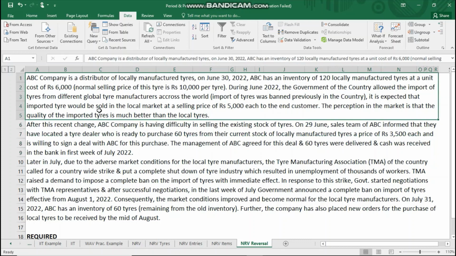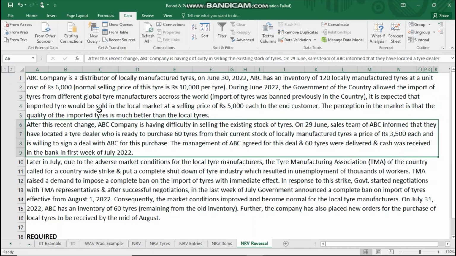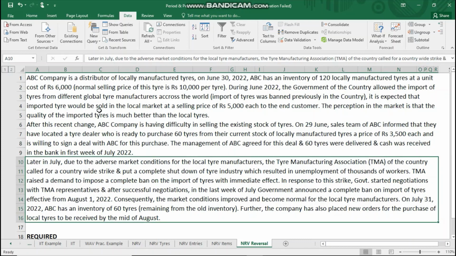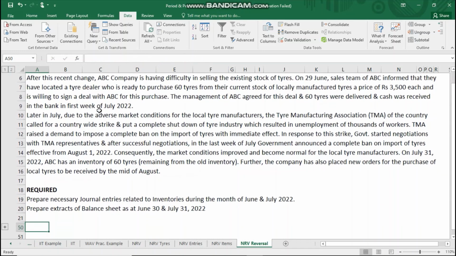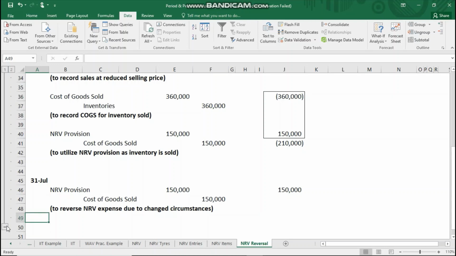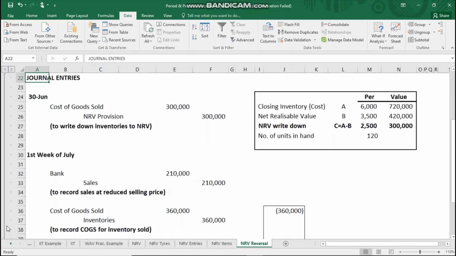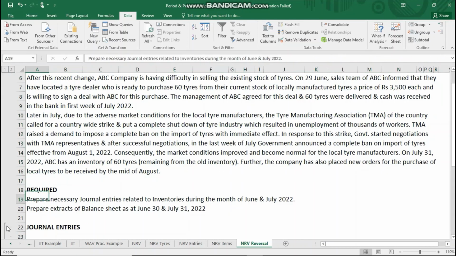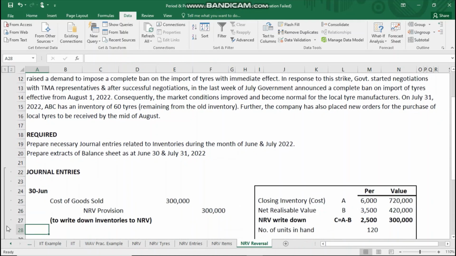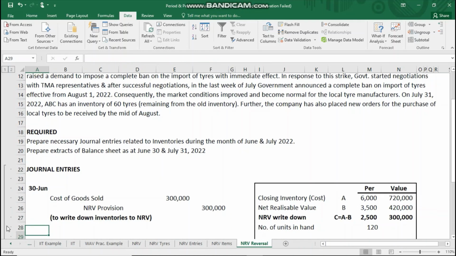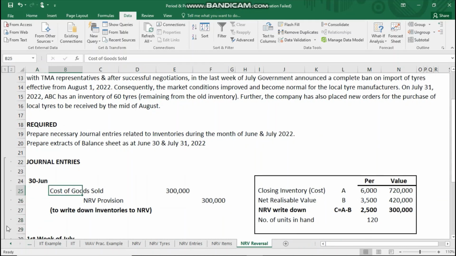So the first entry I will make on June 30, 2022 will be for the inventory write down. We all know what entry we need to make for the inventory write down. We need to expense out the amount of write down, so we will debit the cost of goods sold, and we will credit the net realizable value provision.